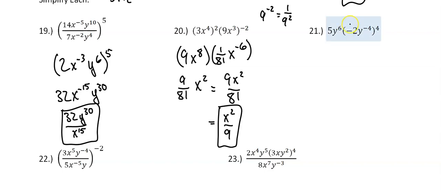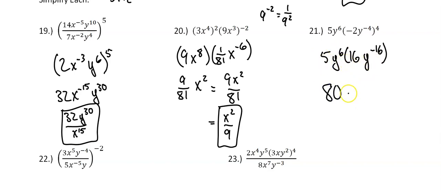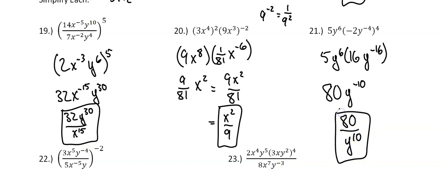This one, same kind of thing. If I have negative 2 in parentheses to the fourth power, that's a 16. When I raise it to a power, I multiply the exponents. That's y to the negative 16th. And this guy just tags along for the ride for now. And now I'm multiplying. 5 times 16 is an 80. When I multiply, I add the exponents, so that's y to the negative 10th. And now the last thing I like to do is take care of negative exponents. So I'm going to send that guy to the denominator. Now it's a positive 10 for its exponent. Okay?